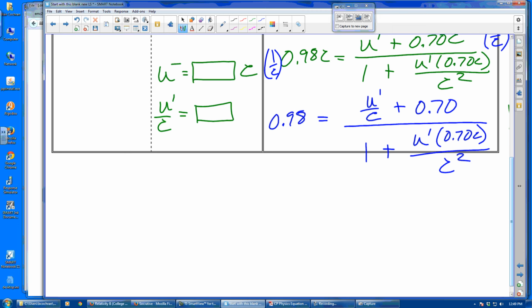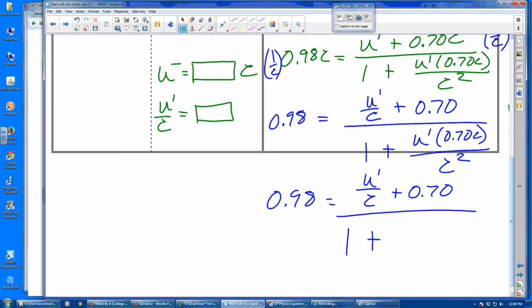The good thing is we only have one more math step, and then we can easily put it into a solver. The last thing I want to do is distribute out the U prime times 0.70 C. I'm not touching the top. The top is all happy now. I'm trying to get it into a form that'll be easy to put in Wolfram.